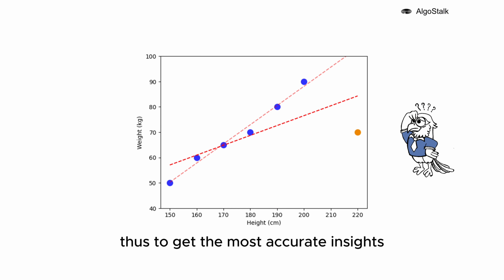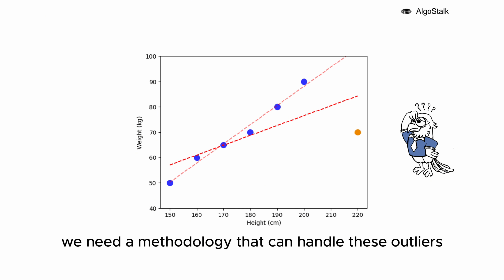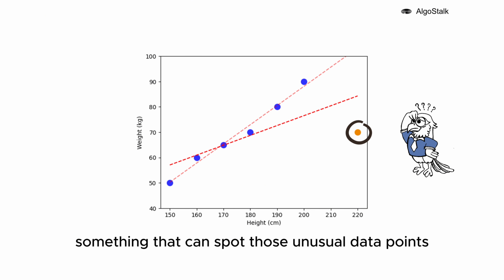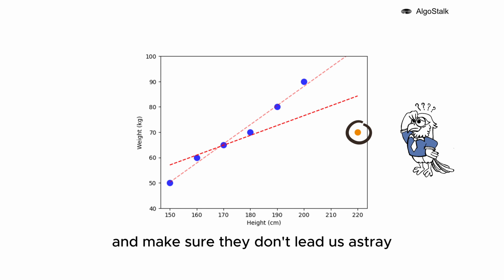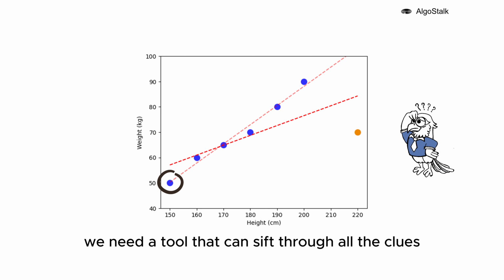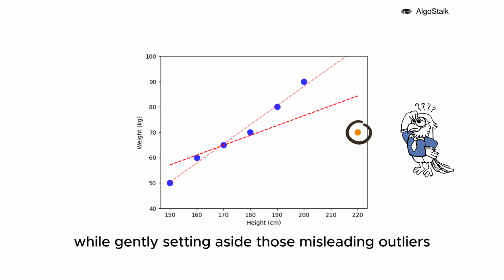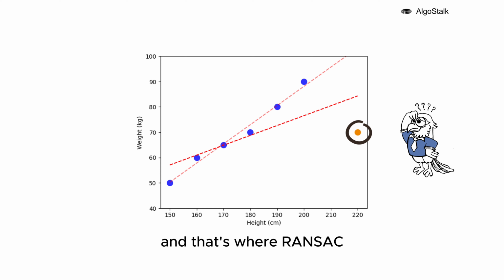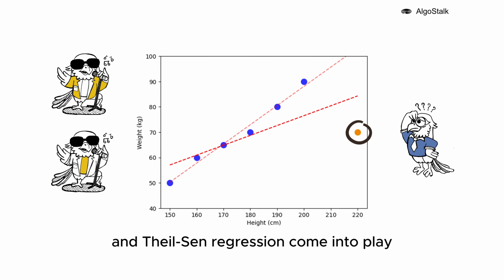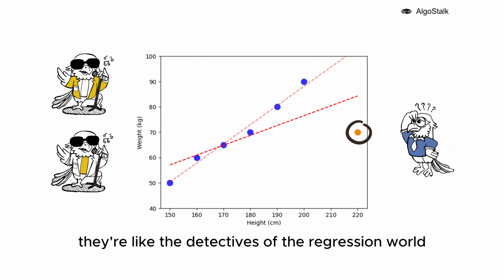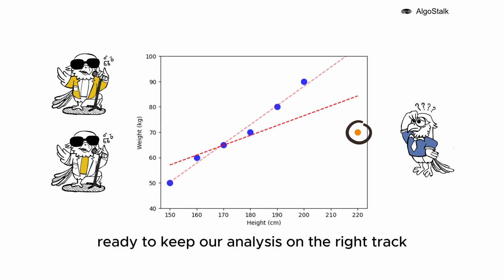Thus, to get the most accurate insights, we need a methodology that can handle these outliers, something that can spot those unusual data points and make sure they don't lead us astray. We need a tool that can sift through all the clues, focusing only on the ones that matter most, while gently setting aside those misleading outliers. And that's where RANSAC and Theil-Sen Regression come into play. They're like the detectives of the regression world, ready to keep our analysis on the right track.